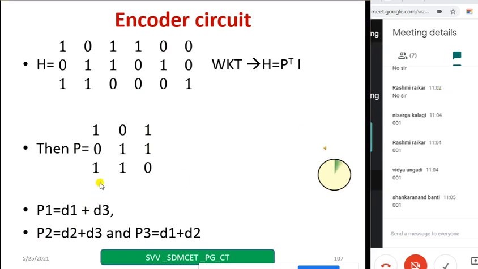Circuit diagram. Once you have a P, if you understand that to get the first parity bit I have to add D1, D3, once you understand that concept, the encoder circuit will become very easy. Copy down the encoder circuit heading: H is given, P you are writing, and the parity bits are given back. This much you write down so that you can go for an encoder circuit.